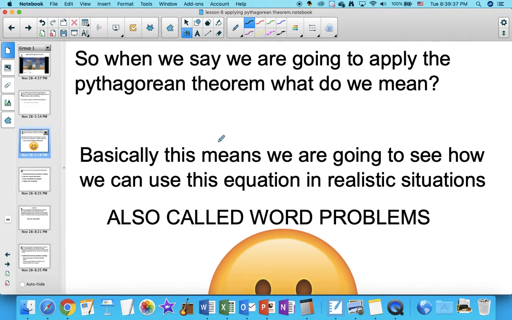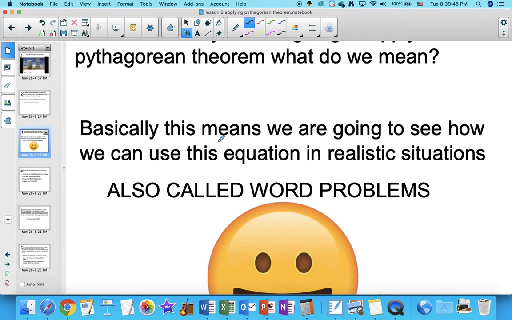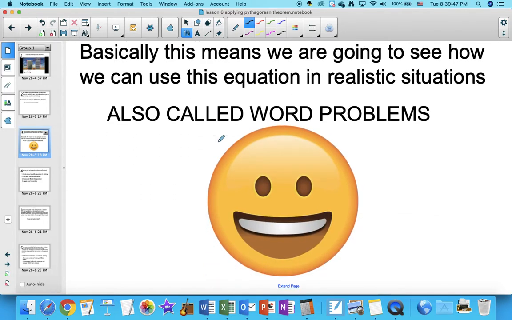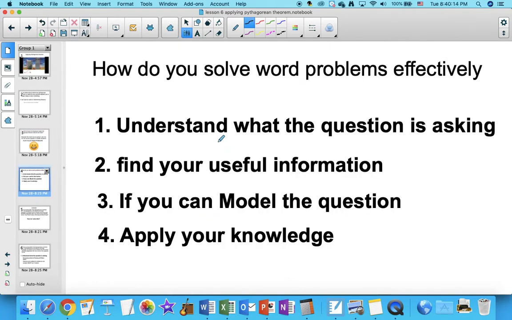So when we say we're going to apply the Pythagorean theorem, what do we mean? Basically, what we're saying is we're going to see how we can use this equation in realistic situations. It's also called word problems. These types of questions tend to give students a lot of trouble because they have to take the information from the question and solve it using the math we've talked about. That can be quite challenging and difficult, especially when the problems can be so big. So I'm going to list out a couple steps that you can use to make the question a bit easier for you. So here's how you solve word problems effectively.